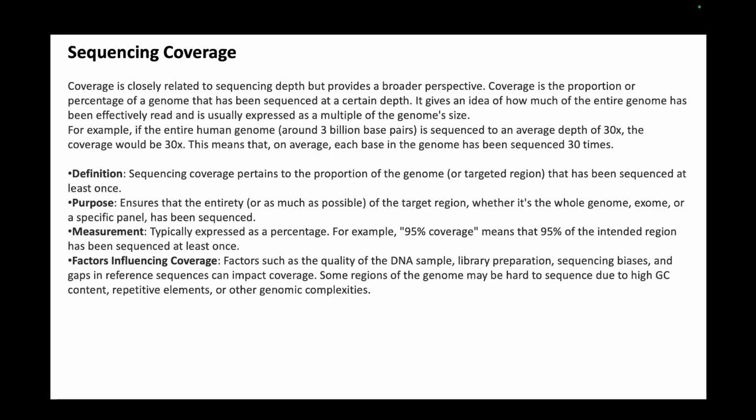The coverage would be 30x as well, because it is telling you that on average, each base in this genome has been sequenced 30 times. So you're assuming you've sequenced the whole genome, which is 3 billion base pairs long, and each of those bases has been sequenced 30 times on average. What sequencing coverage tells you is basically the proportion of the genome that has been sequenced at least once. So the primary definition is at least once, and if your depth is given as 30x or 50x, you'll define it like that.